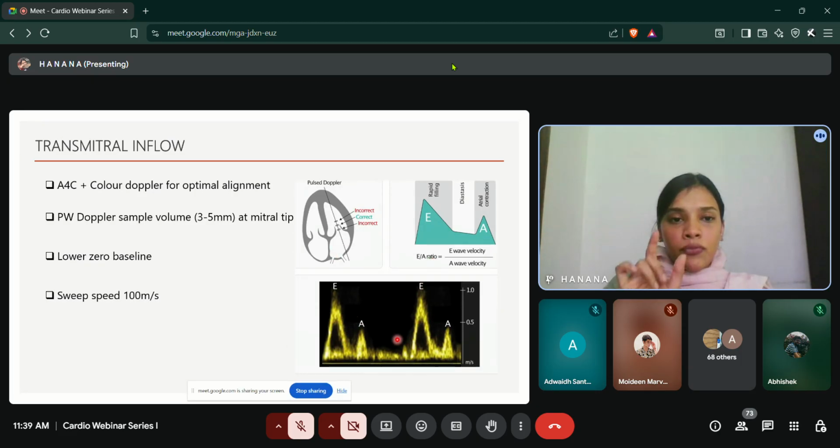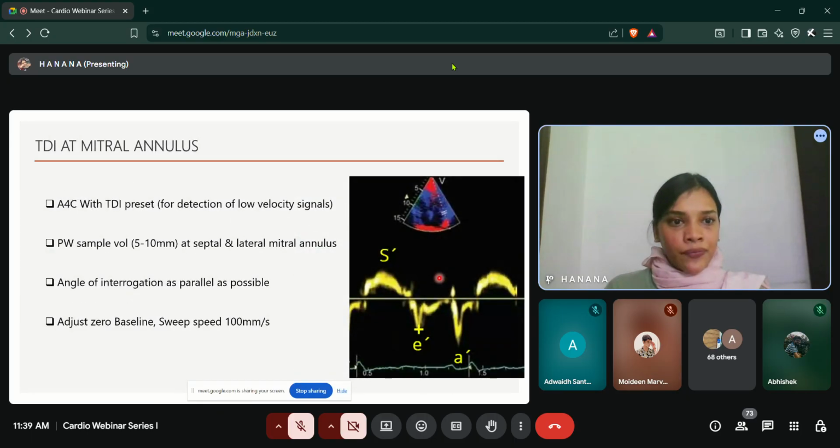From one single image of mitral inflow, we can get this many values: the E velocity can be measured, the deceleration time can be measured, and the ratio of E by A can be measured. That's what we have shown here. The E by A ratio is the E wave velocity divided by the A wave velocity, which the machine automatically detects. That's the use of the technology.